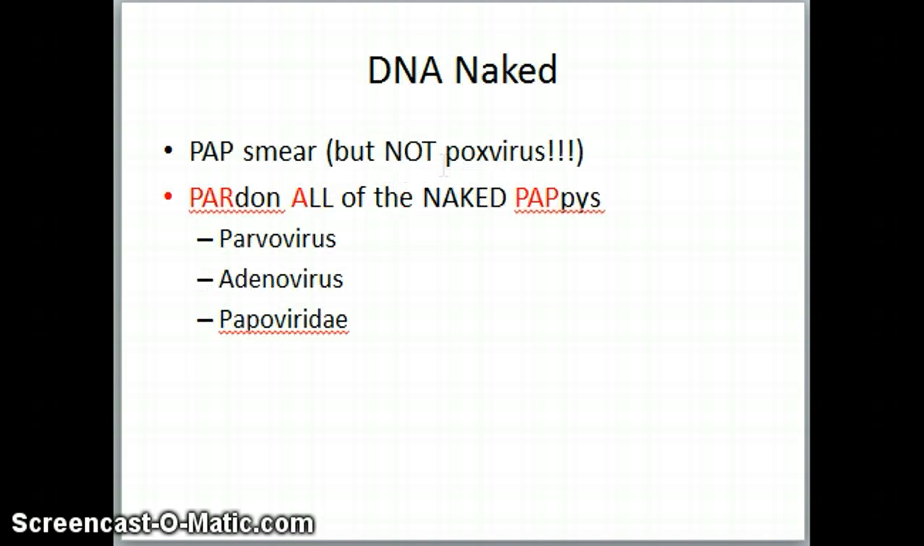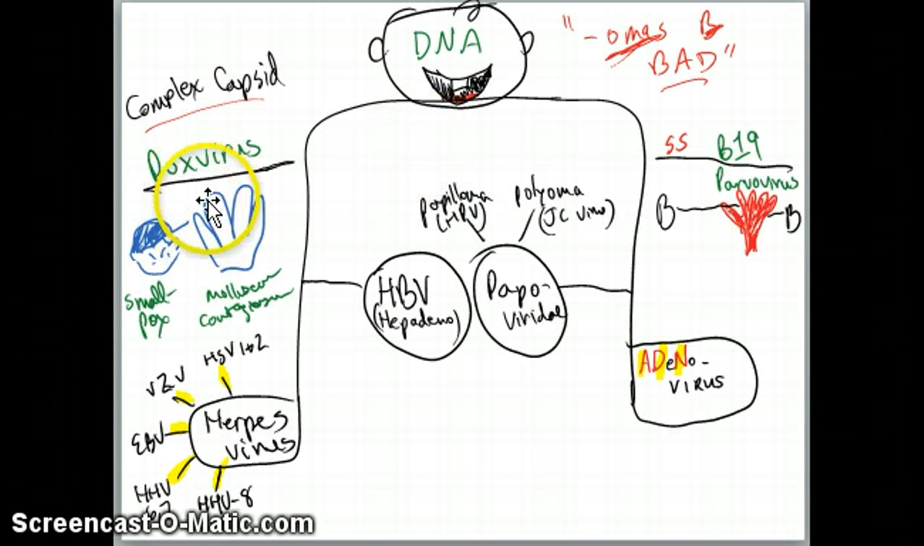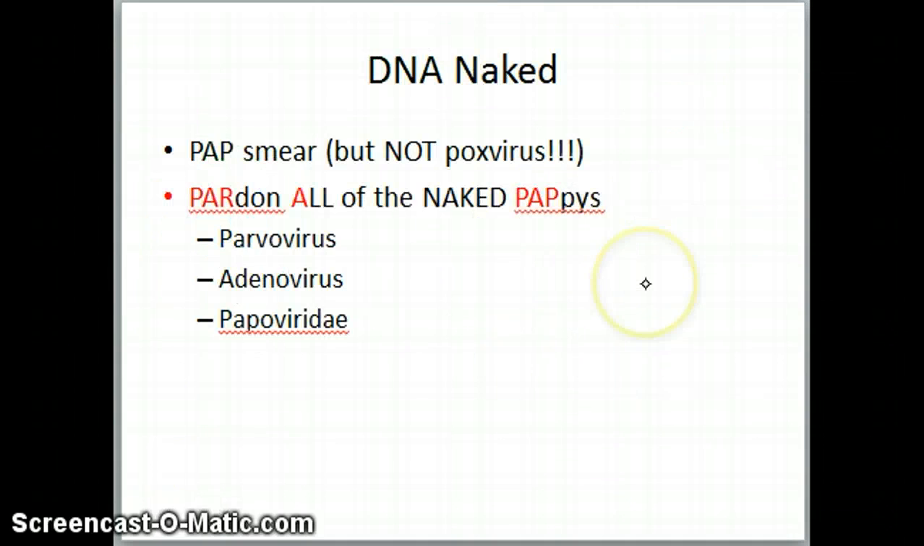I've heard this one a lot. People say, when you get a pap smear, you get a pap smear naked, right? But the only thing is, it doesn't help you remember that you're not talking about the pox virus. Once we get to DNAs, as you'll see, there's a pox virus P, there's Papoviridae, and you've got parvovirus. You've got these two P's that are under Papoviridae. So here's what I say. You can remember this one if you want to, but just remember the P is, you have to exclude pox virus. I say pardon all naked pappies, or pardon all pappies for being naked.